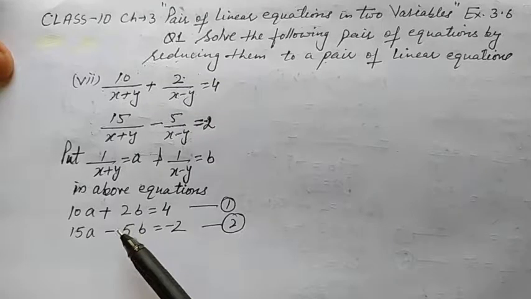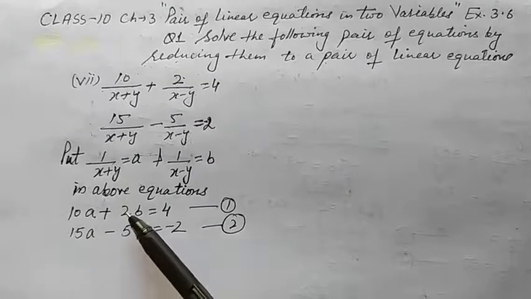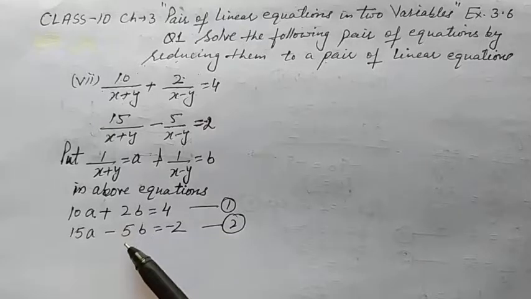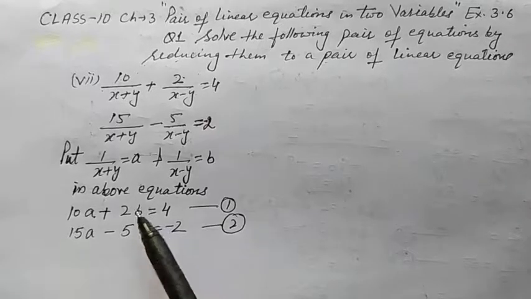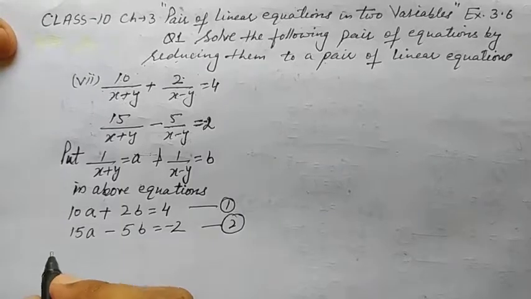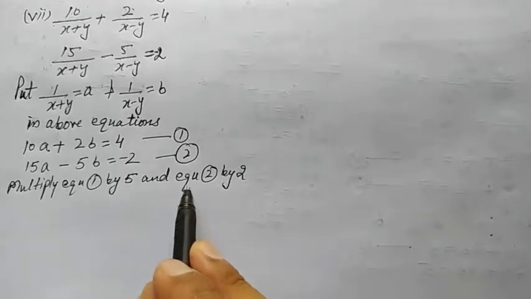In the elimination method, what we do is make the coefficient of either x or y the same in both equations. If I multiply equation 1 by 5, the coefficient of b becomes 10, since 2 into 5 is 10, 10b. And if I multiply equation 2 by 2, the coefficient of b becomes 5 twos are 10. So we'll multiply equation 1 by 5 and equation 2 by 2, and we get the same coefficient of b. So we write: multiply equation 1 by 5 and equation 2 by 2.